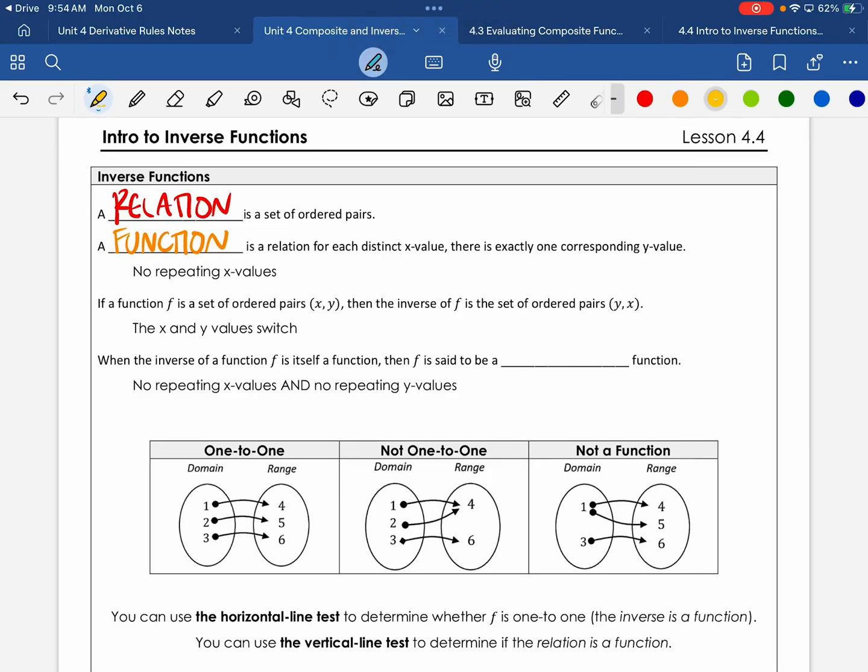All right, today we're going to talk about inverse functions. We're going to do inverse functions today and tomorrow and Wednesday. Inverses is the last topic before your test. So your test is going to have composites and it's going to have inverses.